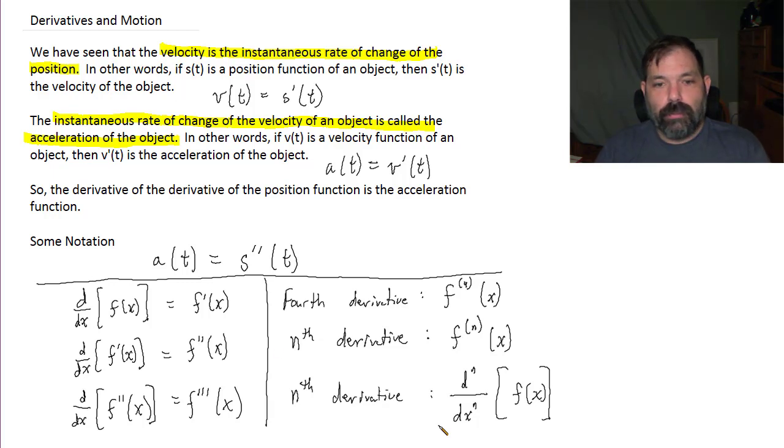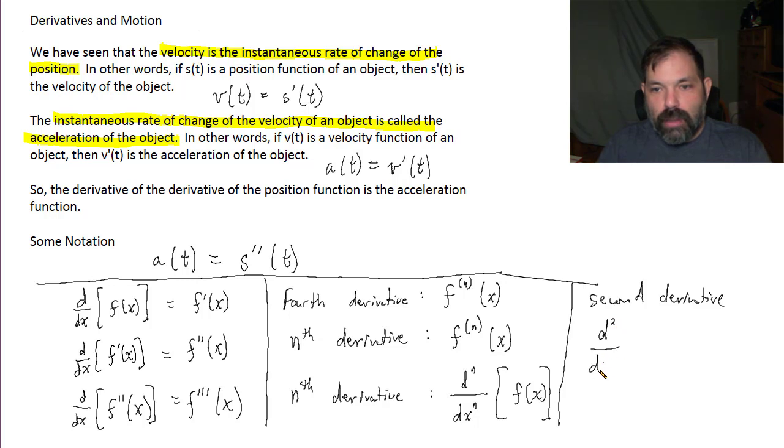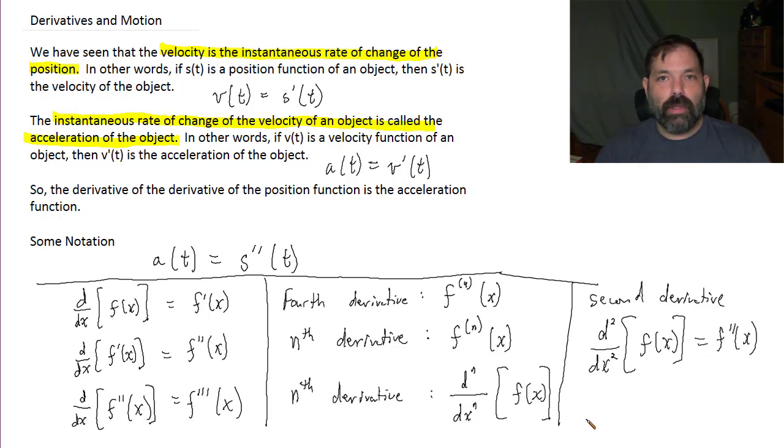But for higher derivatives, an alternative notation for the second derivative would be d squared over dx squared of f of x. That's the second derivative, which is equivalent to f double prime of x. Those mean the same thing to me. So that's some notation to be aware of here.